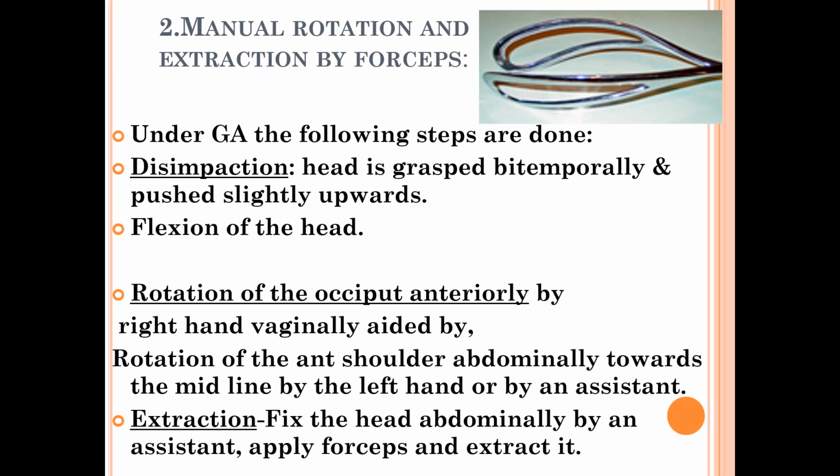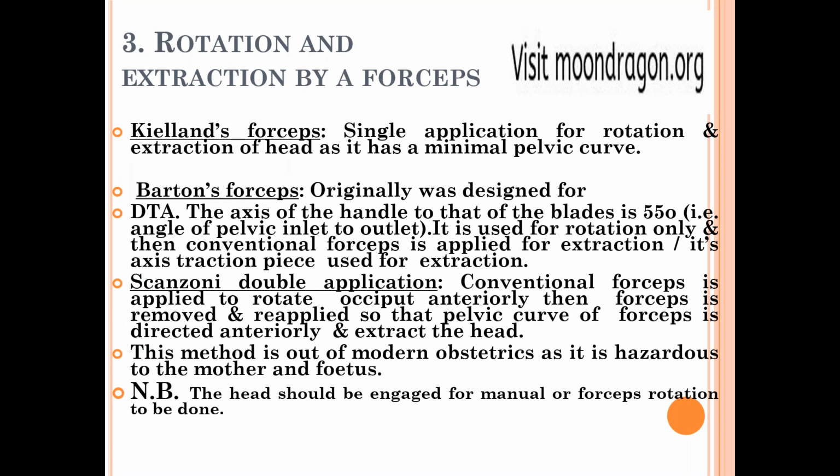Under general anaesthesia, the following steps are done. Disinfection; the head is grasped and pushed slightly upwards to relieve the friction of the head. Rotation of the occiput anteriorly by the right hand vaginally, aided by rotation of the anterior shoulder abdominally towards the midline by the left hand or by an assistant. So we put the right hand into the vagina and try to rotate the occiput anteriorly, and with the left hand we rotate the anterior shoulder abdominally towards the midline. For extraction, we fix the head abdominally by an assistant, apply forceps, and then extract it. That was the manual rotation and extraction by the forceps.